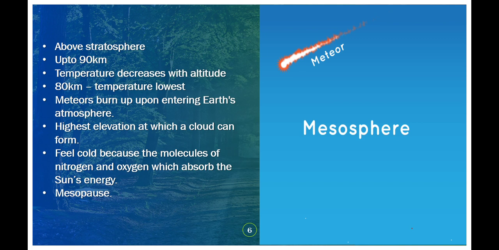We feel very cold as we reach the mesosphere because the molecules of nitrogen and oxygen which absorb the sun's energy make the mesosphere very cold. The mesopause is the junction where the mesosphere meets the upper layer.